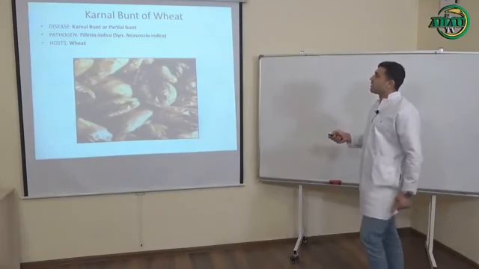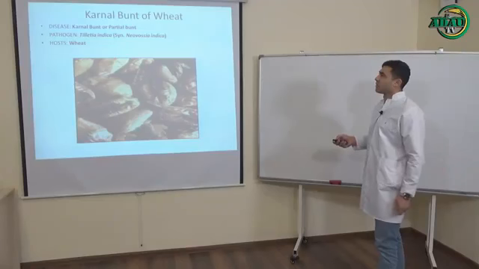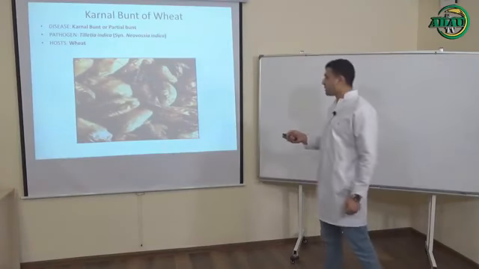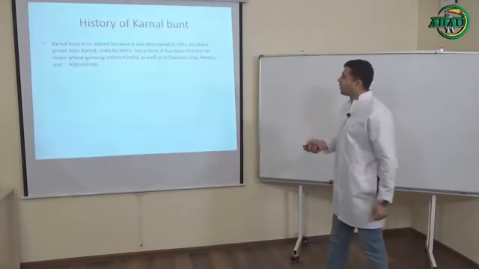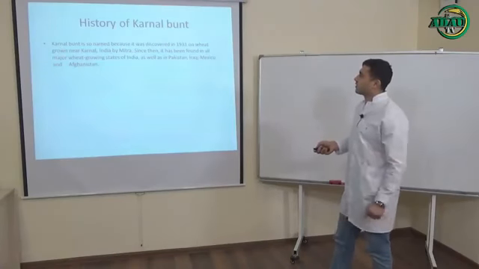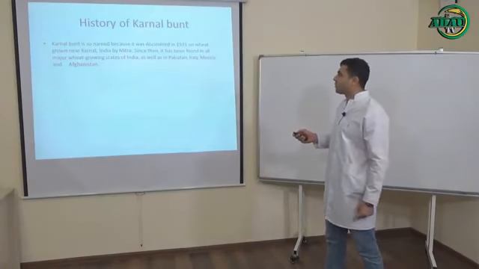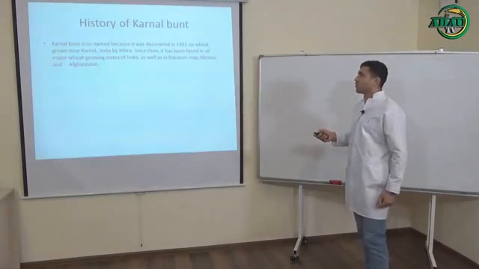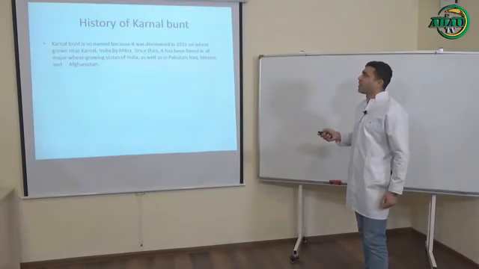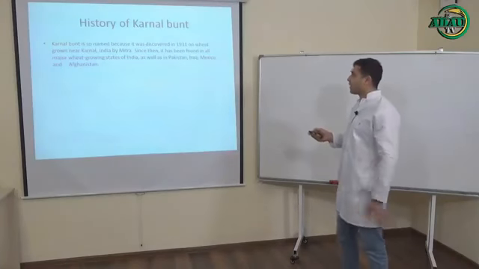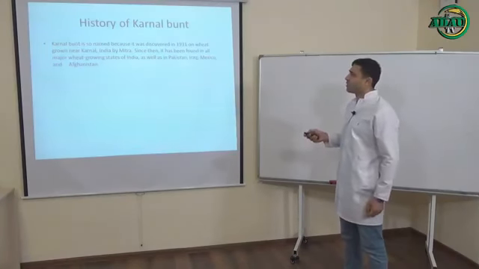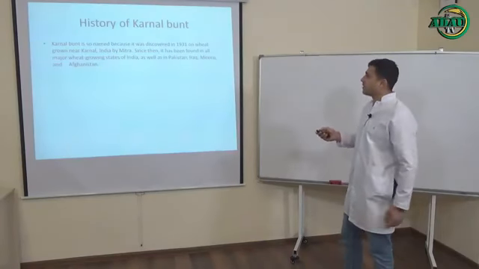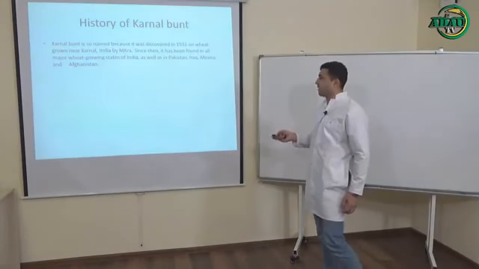So, here we can see karnal bunt of wheat. This is karnal bunt, or sometimes called partial bunt. And the pathogen name is Tilletia indica. The host plant is wheat. Let me briefly tell you something about the history of karnal bunt. Karnal bunt is so named because it was discovered in 1931 on wheat grown near Karnal in India by Mitra. Since then, it has been found in all major wheat growing states of India, as well as other countries: Pakistan, Iraq, Mexico, and also Afghanistan.